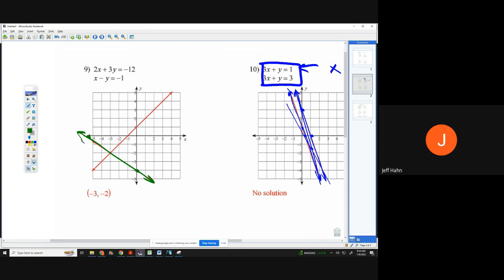Other one, again standard form, cover up the y, x is negative 1. Cover up the x, y is... no, you have a negative and a negative. You have two negatives, so that's going to make a positive one. So at that point, that's going to give you that line, crossing right there.